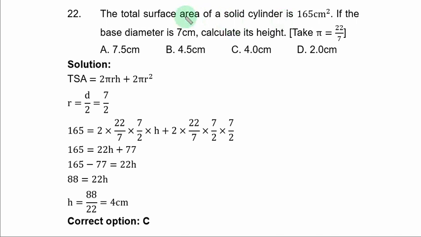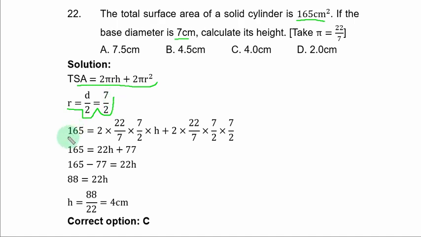Question 22. The total surface area of a solid cylinder is 165 square centimeters. If the base diameter is 7 cm, calculate its height. For a cylinder, the total surface area is the curved surface area plus the area of the circular base. What we have there is the diameter, not the radius, but the radius is diameter over 2. That is 7 over 2.